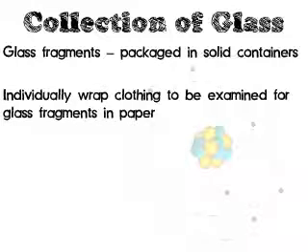Glass fragments are packaged in solid containers to avoid further breakage. If the suspect's shoes and/or clothing is to be examined for the presence of glass fragments, those articles of clothing or shoes are individually wrapped in paper.